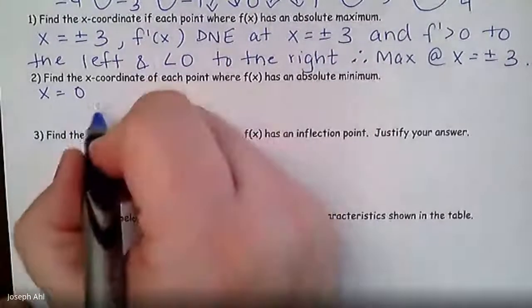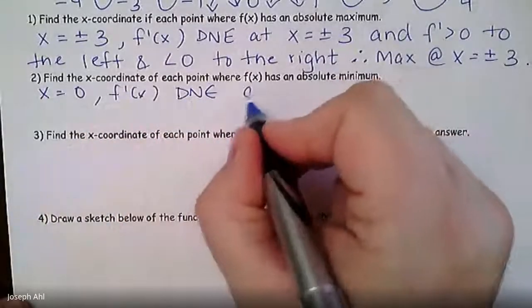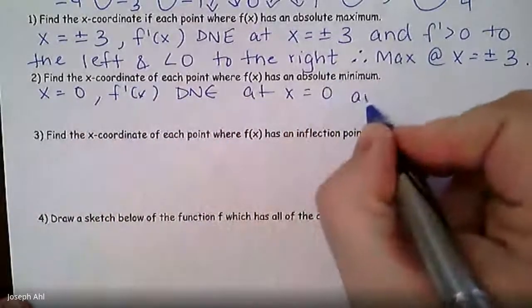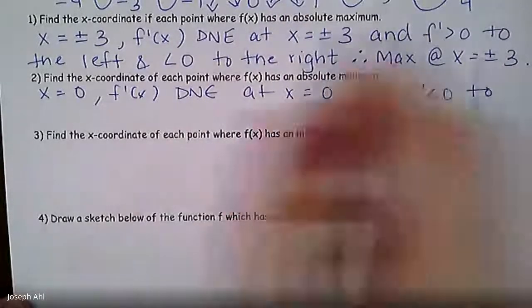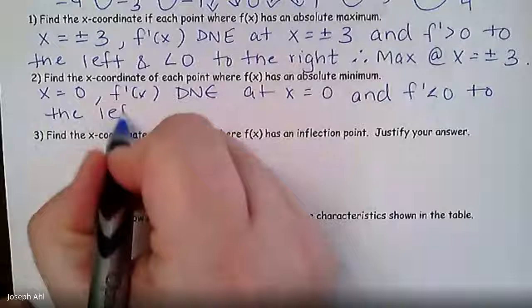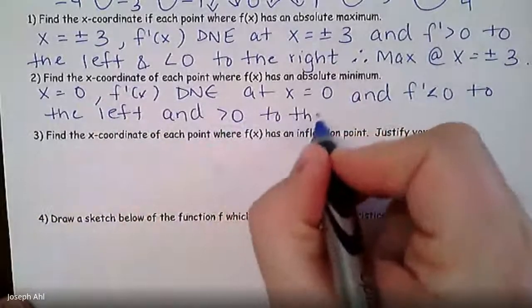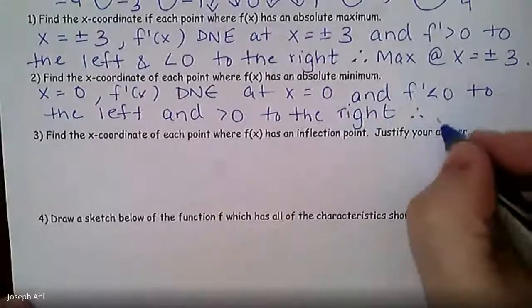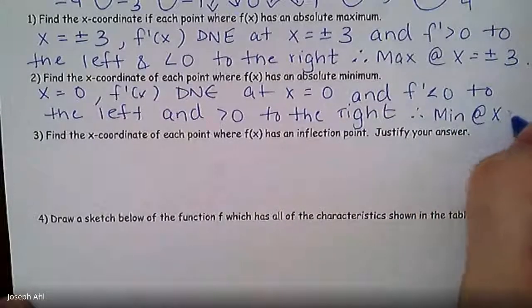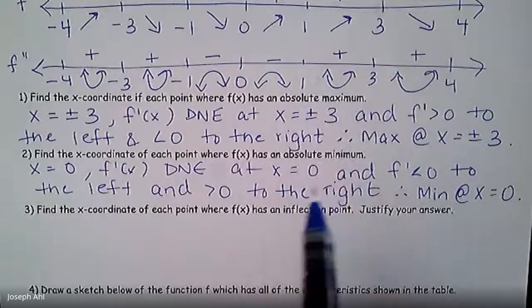So at x equals 0, we know that f prime also does not exist at x equals 0, and the first derivative is less than 0 to the left and greater than 0 to the right, which implies, therefore, we have a min at x equals 0. Okay. So some good justifications there. Make sure that we're including that to justify our maxes and mins.